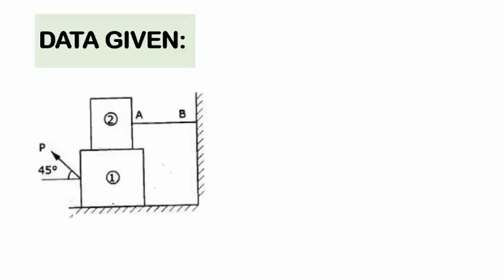Data given in the problem. Here block 2 is placed on block 1, and block 2 is connected by a string AB with the wall. In the problem, we are asked to calculate the required force P to cause impending motion of block 1. To solve this problem, we can draw free body diagrams for both blocks 1 and 2 by considering all the forces acting on the blocks.